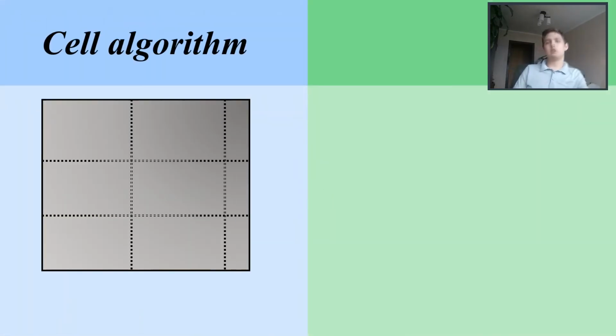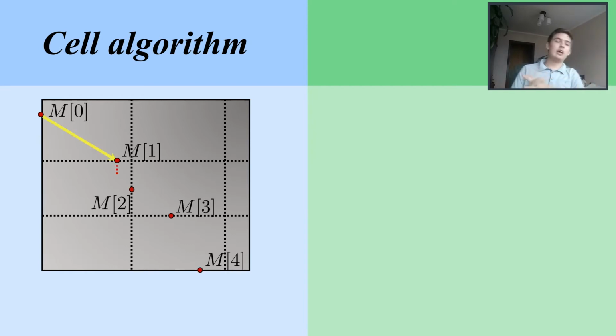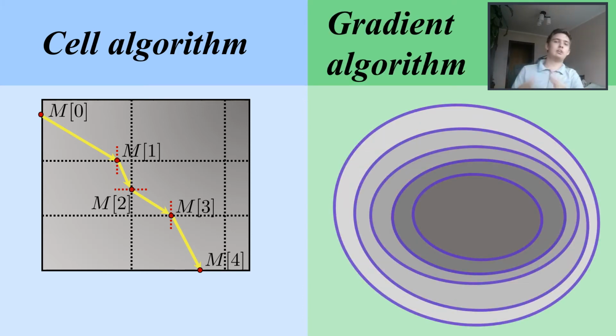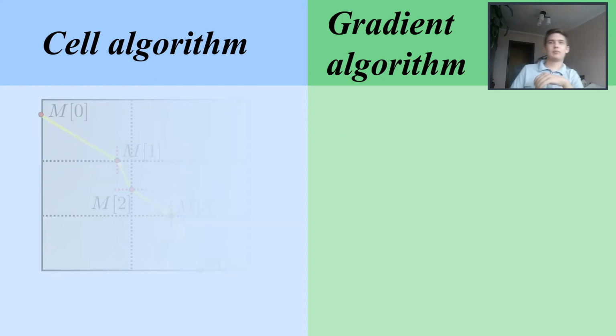In our research, we proposed two algorithms. First one is a cell algorithm, the essence of which is dividing the medium into the small rectangular cells in which the refractive index is constant. The second one is a gradient algorithm. The idea of this algorithm is dividing the medium into surfaces along which the refractive index is constant, and then considering the refraction on these boundaries.